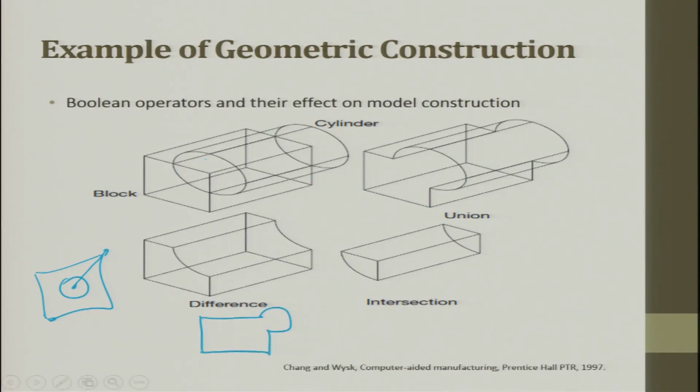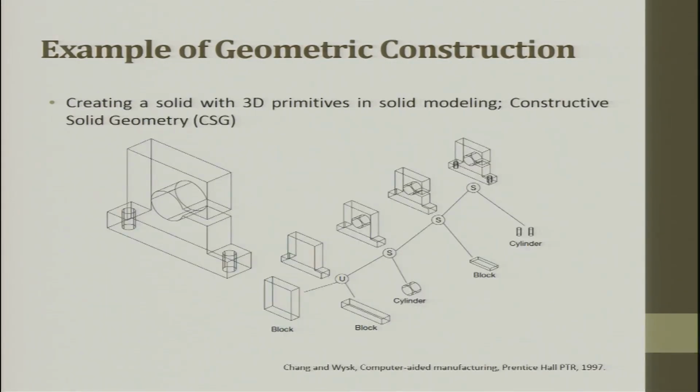Now you say, I want only this portion to be taken or removed. So then I put the option of difference, I get the difference, and then I also say which is intersecting, and I get that portion alone. Now with these operations, you can make several primitives, do Boolean operations like union, difference or intersection, and develop different geometries. This is the creation of a solid with 3D primitives in solid modeling, the constructive solid geometry.